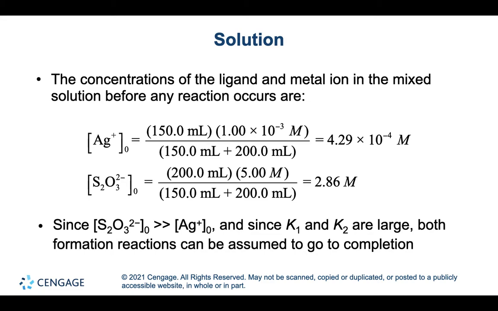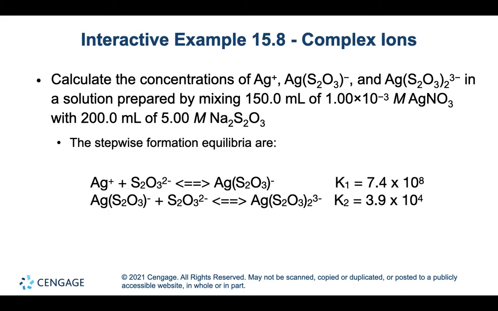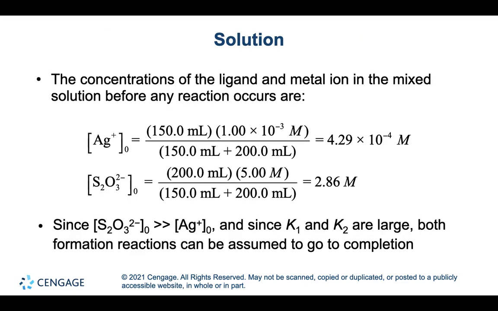So to get the concentrations of these ions, we have to do that thing where we take the milliliters times the molarity and divide by the total volume of the solution, because the 150 milliliters of the silver nitrate is going to dilute the 200 milliliters of the sodium thiosulfate. So to get their initial molarities before forming the complex ions, we have to do the M1V1 over V2 to get the molarities. And here our calculations are that Ag+ is 4.29 times 10^-4, and the thiosulfate is 2.86.